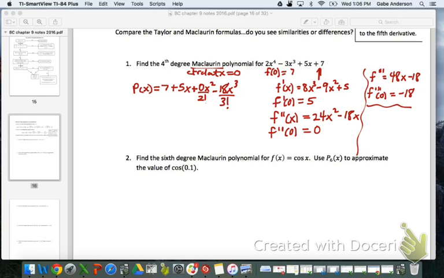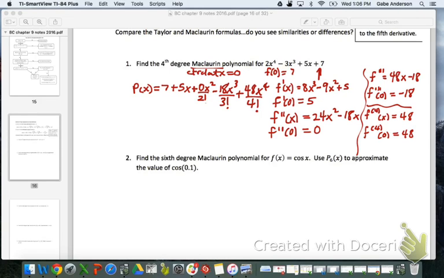And then finally, f quadruple prime, and this is probably where I would write f with a little 4, the fourth derivative of x, is equal to 48. So of course the fourth derivative at 0 is also 48. And we come back over here and we write plus 48x to the fourth over 4 factorial.